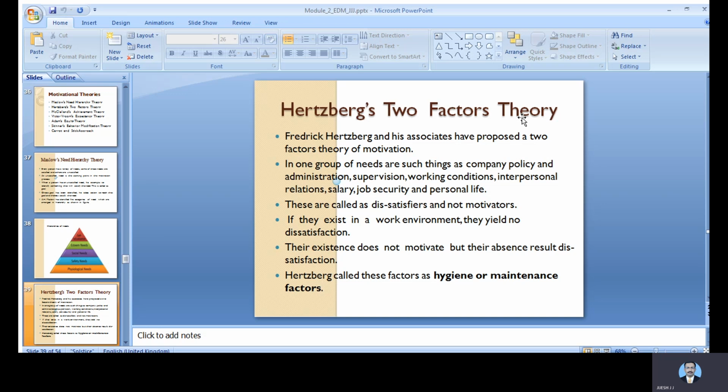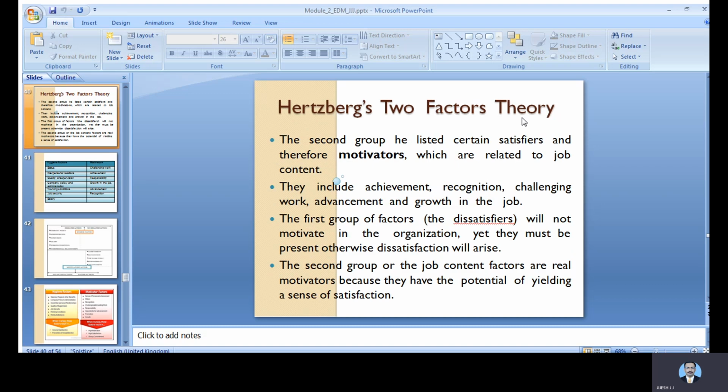So their existence does not motivate, but their absence results in dissatisfaction. So it's called a hygiene factor or maintenance factor. So in Herzberg's two-factor theory, the second group, he listed certain satisfactions for motivators, which are related to the job.